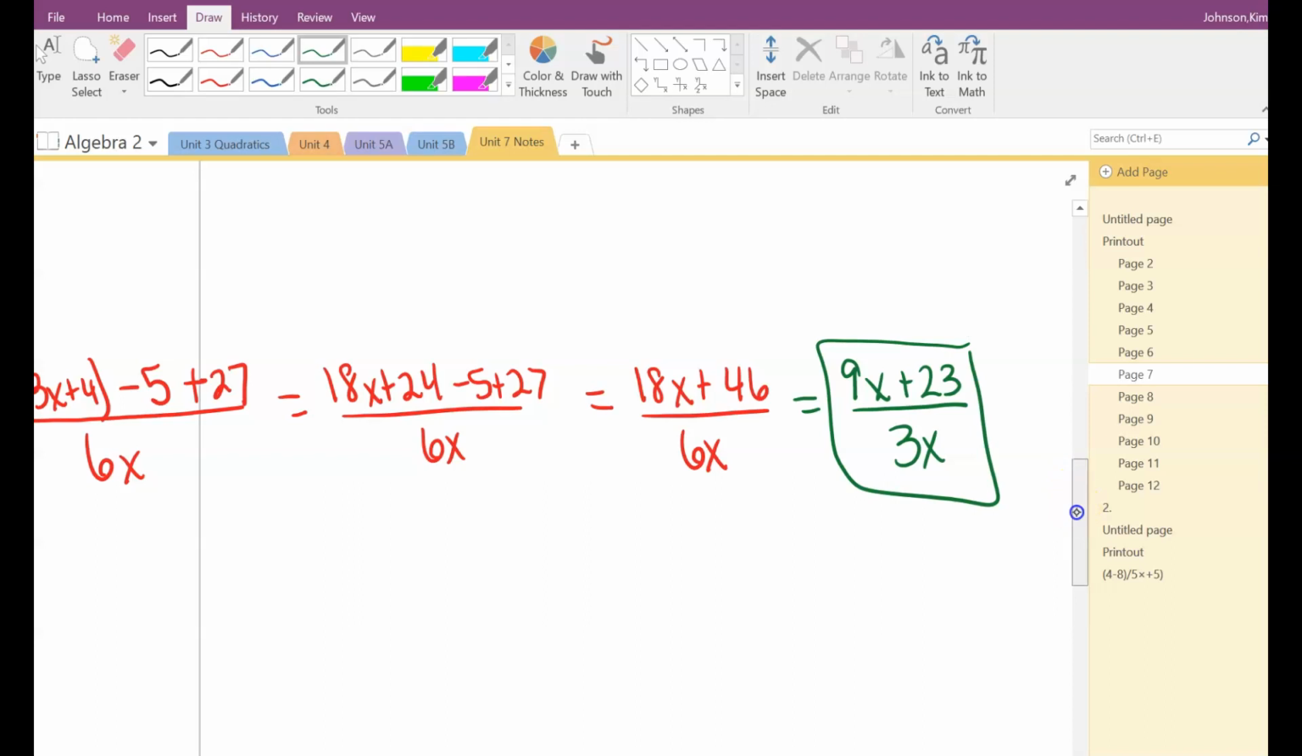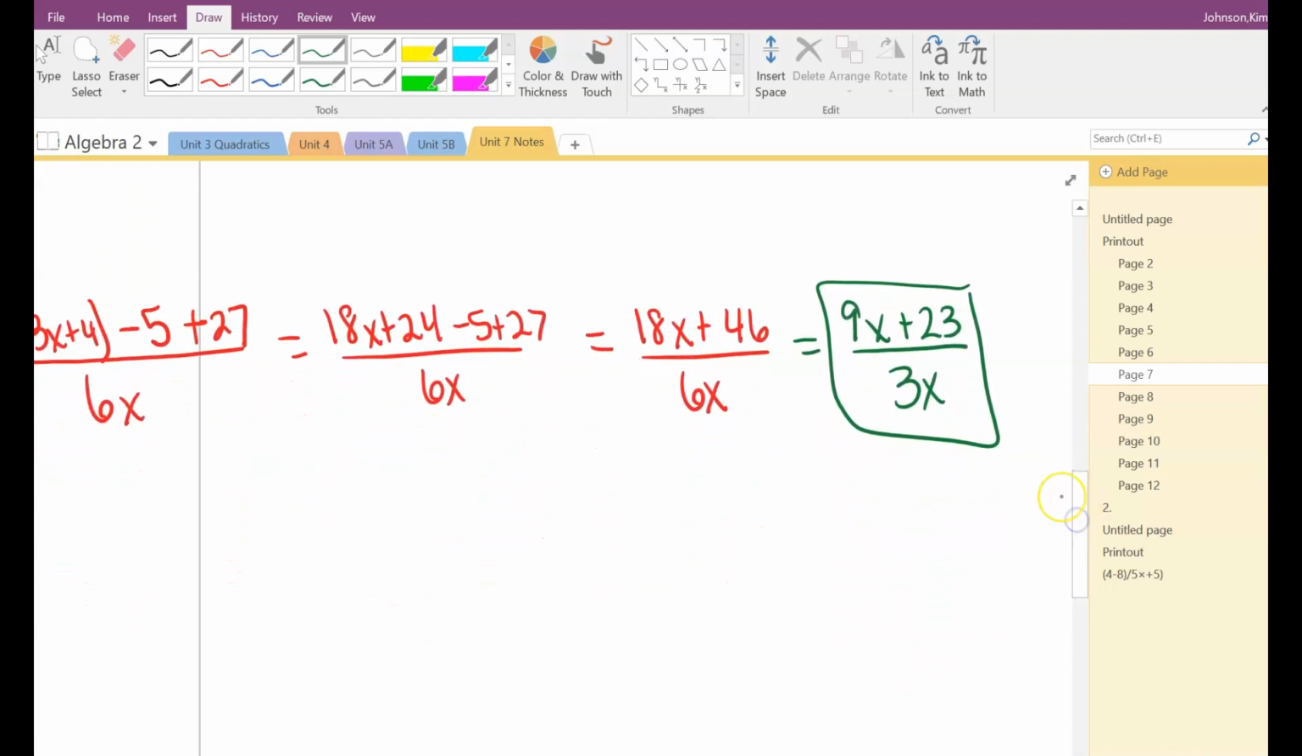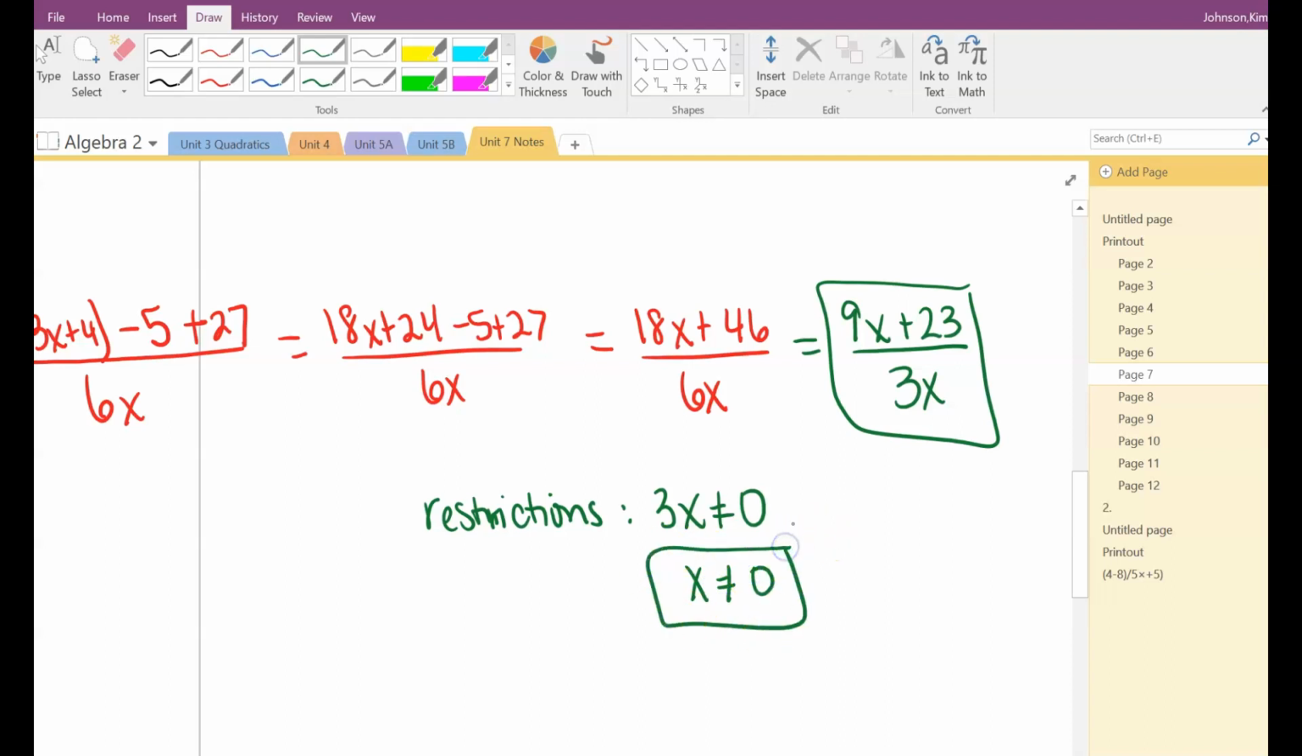Now, one thing I didn't do when I started, I'm going to make sure I start this way in the beginning on the next problem, is identify any restrictions that I might have. And so in this simplified version, I know that 3x cannot equal 0 because that would mean I'm dividing by 0. And so ultimately, I have the restriction that x cannot equal 0.